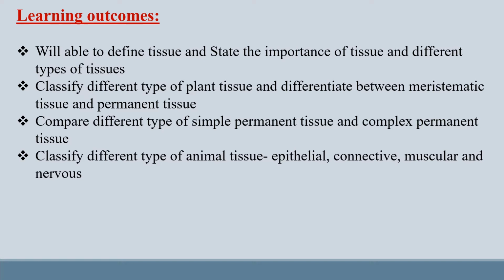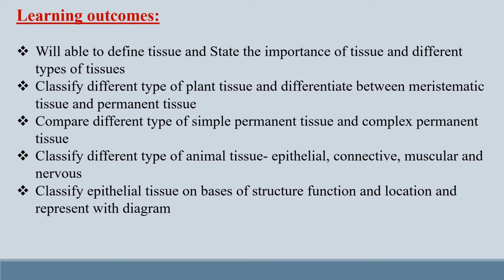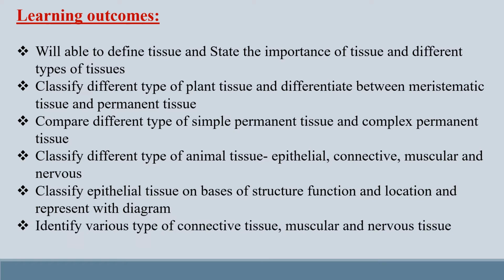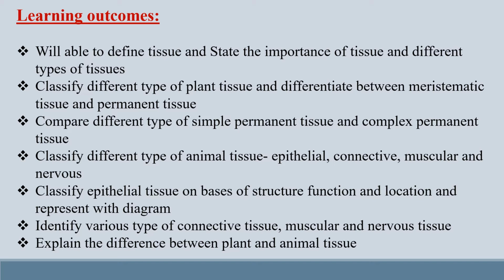Classify different types of animal tissues like epithelial tissue, connective tissue, muscular tissue and nervous tissue. Classify epithelial tissue on the basis of structure, function and location, and also represent it with a diagram. Also identify various types of connective tissue, muscular tissue and nervous tissue. And students will also be able to explain the difference between plant and animal tissue.